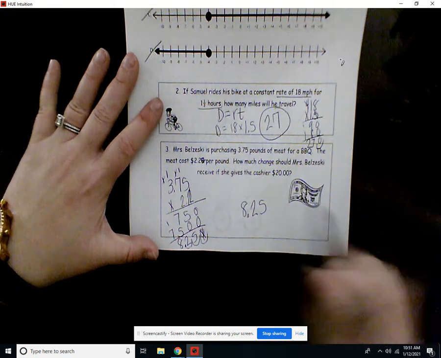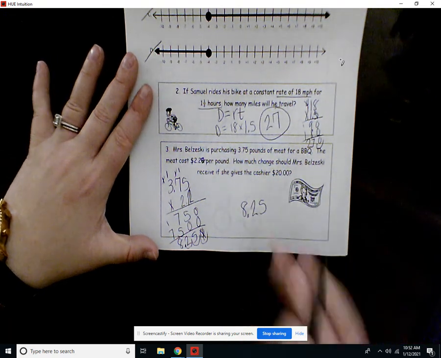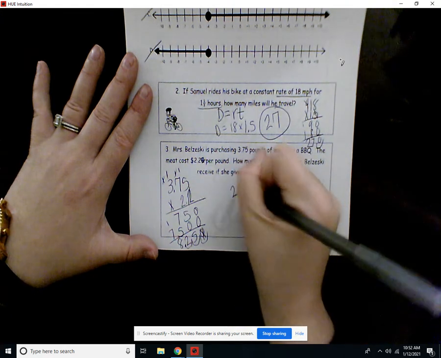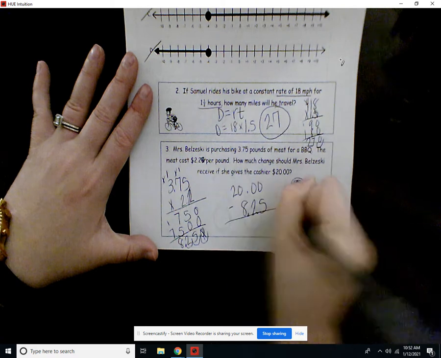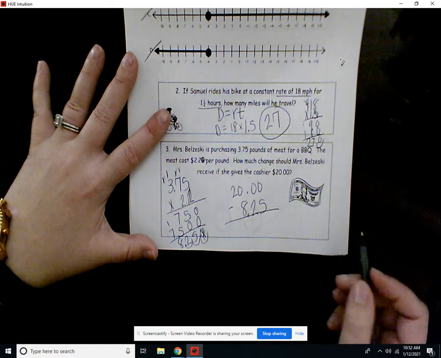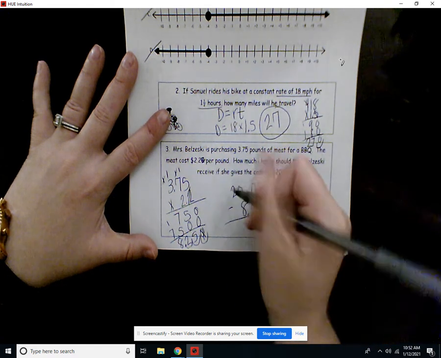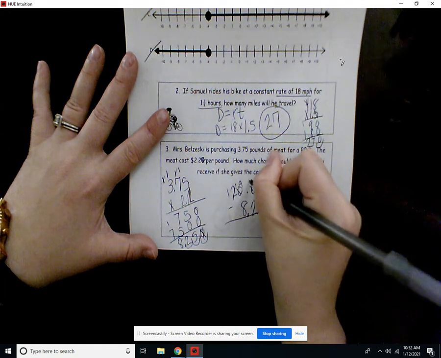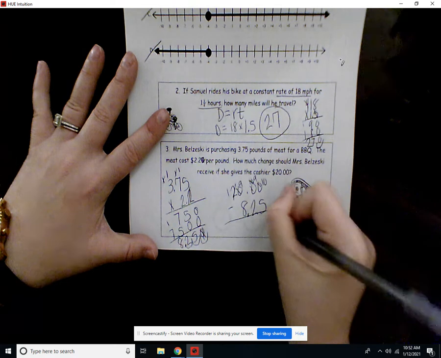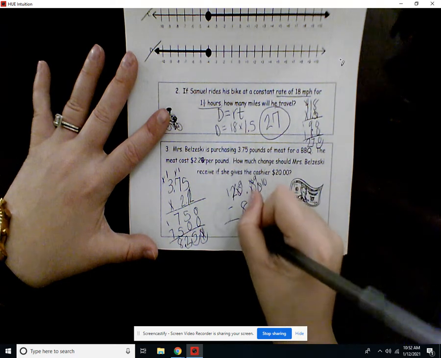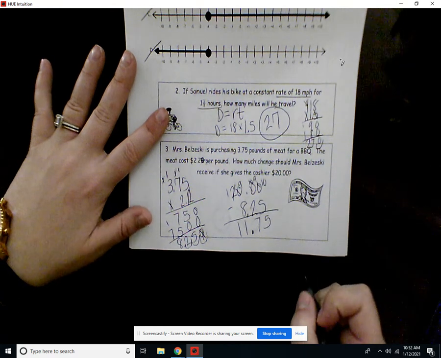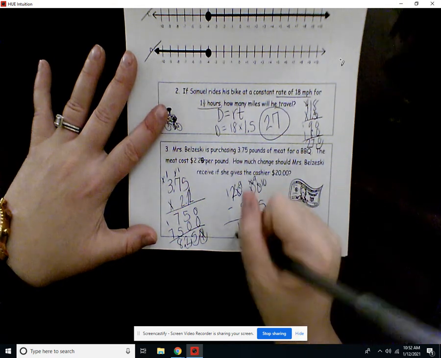But the question wants to know how much change does she get back. So she spent $8.25. She has $20. So we're going to subtract them to find our total. So 20 is on top, 8.25 is on the bottom. And we get $11.75.